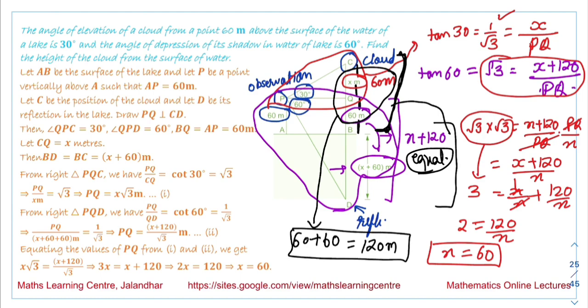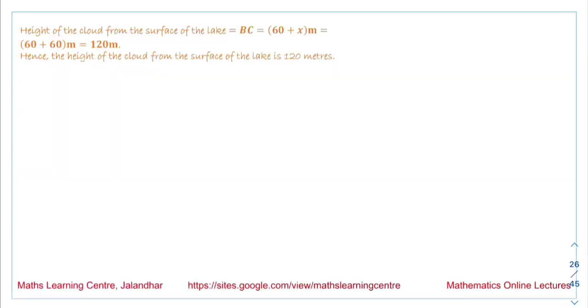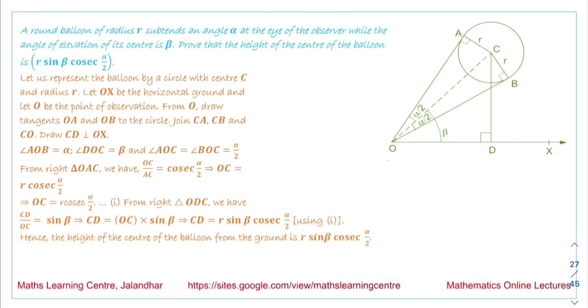Now next we have a round balloon of radius r that subtends an angle alpha at the eye of the observer. This is the round balloon, and this is the point of observation. When this balloon is observed, it makes an angle alpha at the eye of this observer. So this total angle over here is alpha.